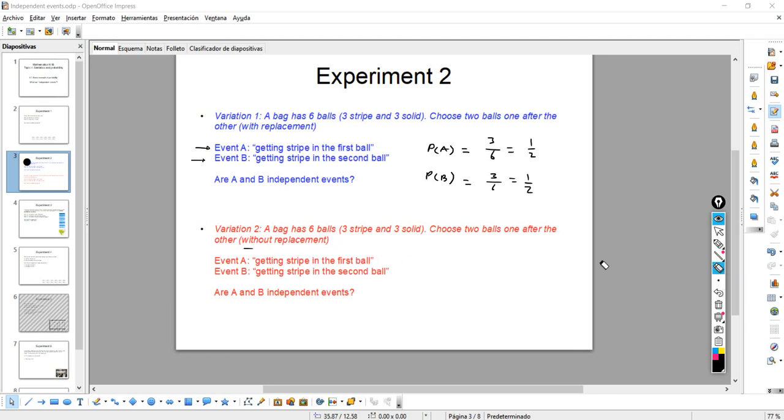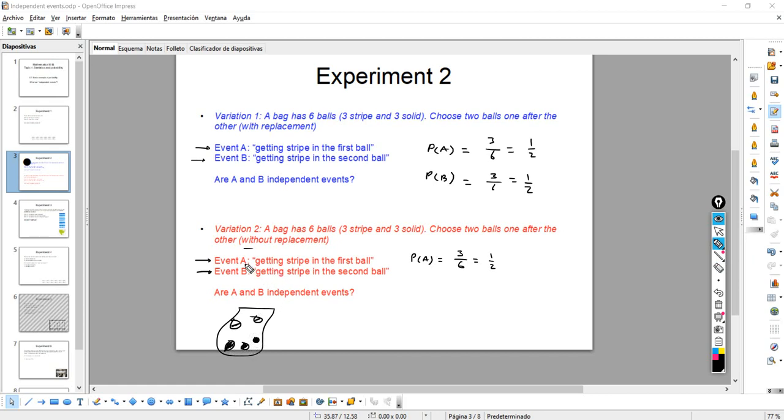So let's see. In this case, what is the probability of event A, getting a stripe in the first ball? Well, as before, that's 3 favorable cases over 6, which is 1/2. And now, what is the probability of event B? Well, once I have drawn the first ball, now in my bag there are only 5. Let me draw them in this way. We have 2 stripe and 3 solid color.